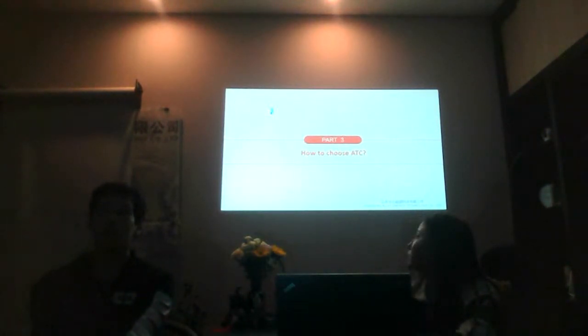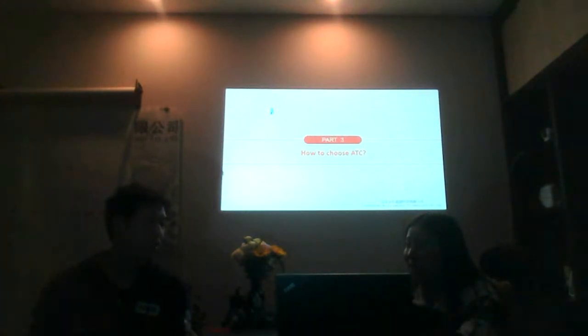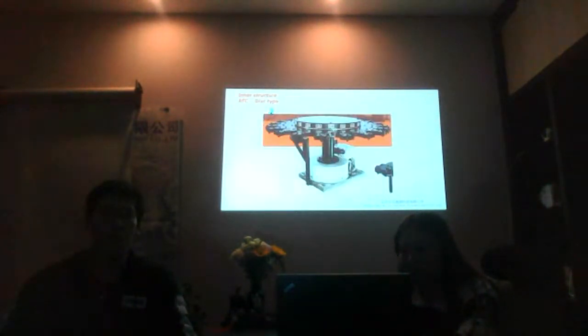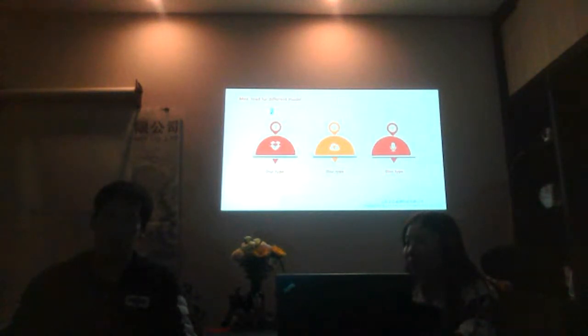Okay, that's about the control system part. And next, we are going to tell you how to choose the right type of ATC according to your workpiece and the machine size you want. How many different types of ATC do we have? In our manufacturing, we have 3 main types of ATC, which are the disk type, the arm type and the line type.